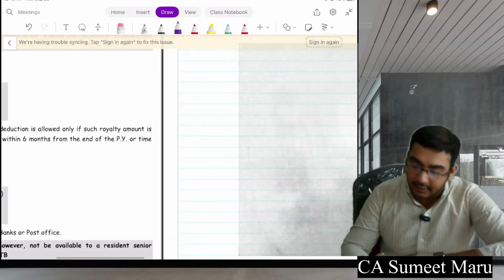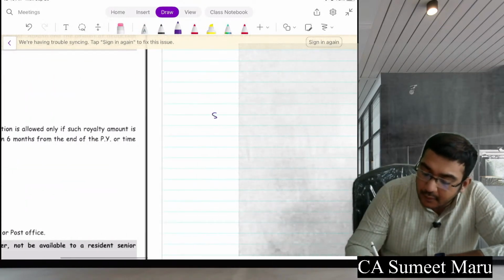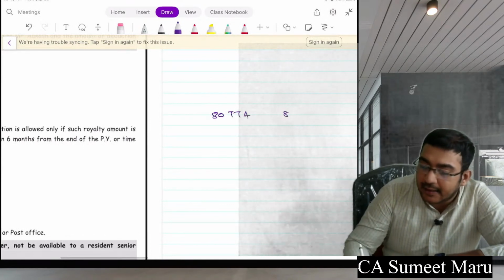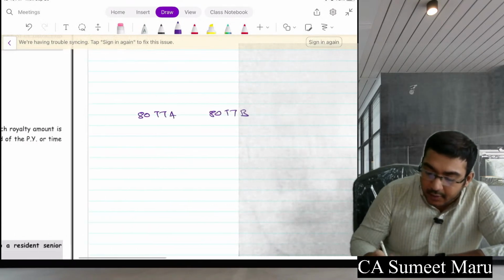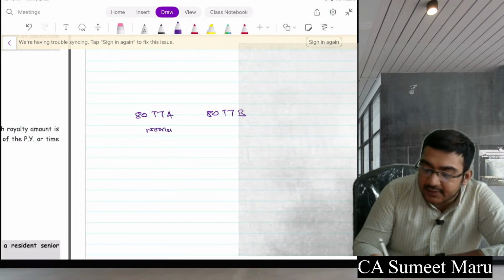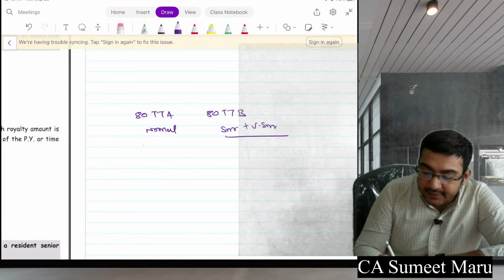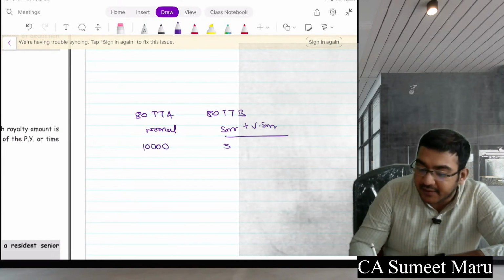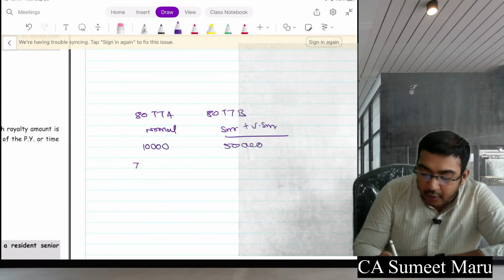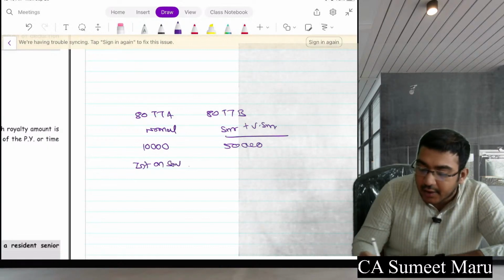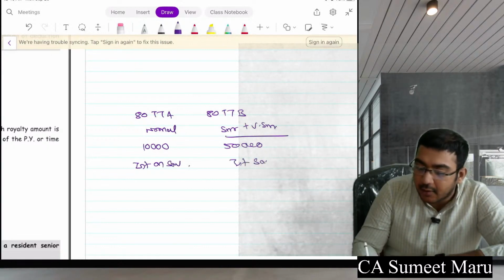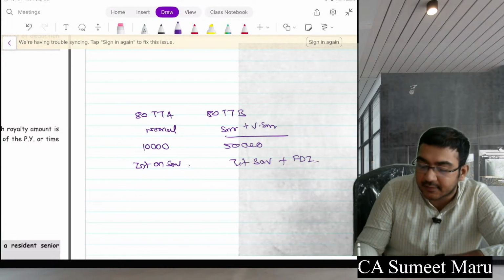And the last sections are 80TTA and 80TTB. 80TTA is for normal citizens, and 80TTB is for senior and very senior citizens. The limit is 10,000 for one and 50,000 for the other. The limit is only for interest on savings account for 80TTA. Here, it is interest on savings plus FD interest.